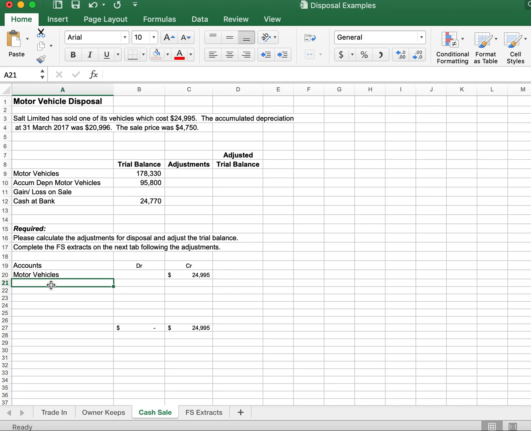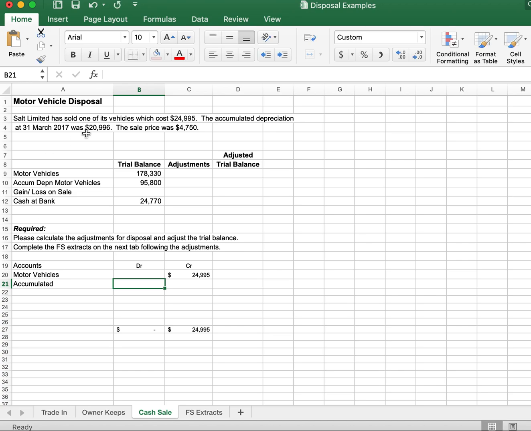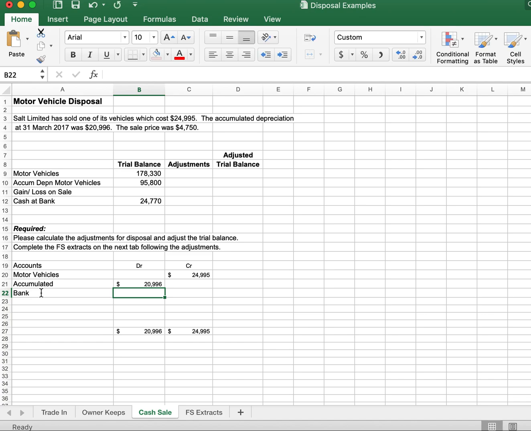We also reduce the accumulated depreciation. The accumulated depreciation at the 31st of March is provided to us. We don't have to calculate it, which is nice. We need to get rid of that, and that is 20,996. Cool, so we've got rid of that. The sale price was 4,750. They've told us it was sold for cash, so that money would have gone in the bank. It's positive money going in the bank, 4,750.